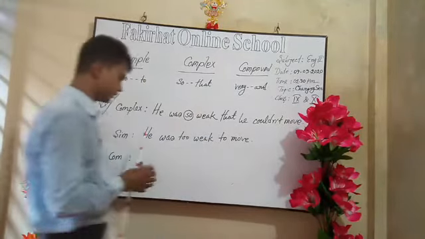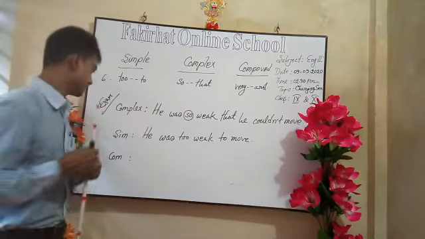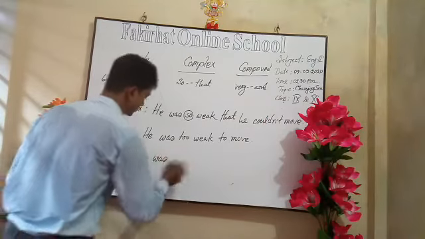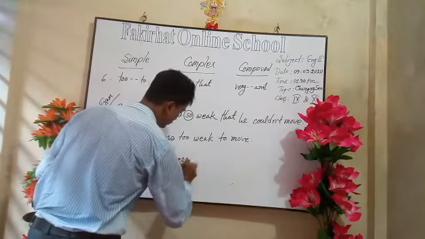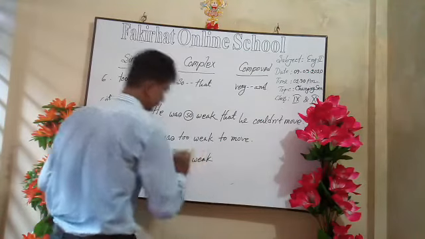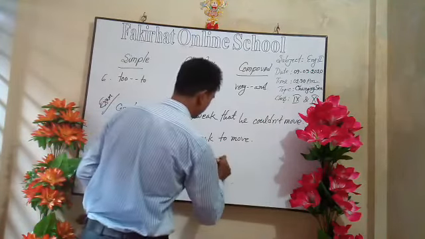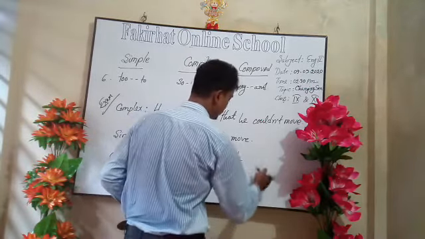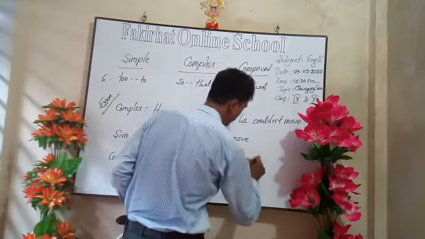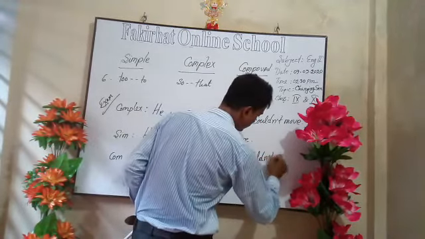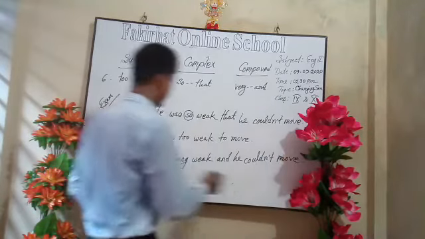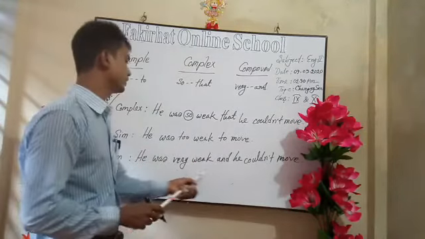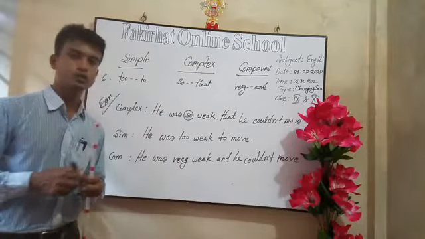This is a simple sentence. Now, compound sentence. He was very weak and he couldn't move, or only "couldn't move". Write this: "He was very weak and couldn't move," or "He was very weak and he couldn't move." I hope you have understood, dear students.